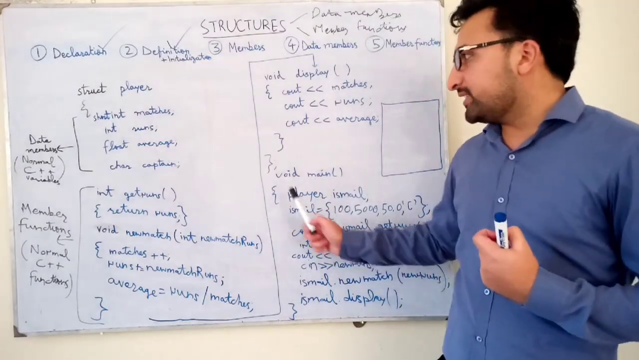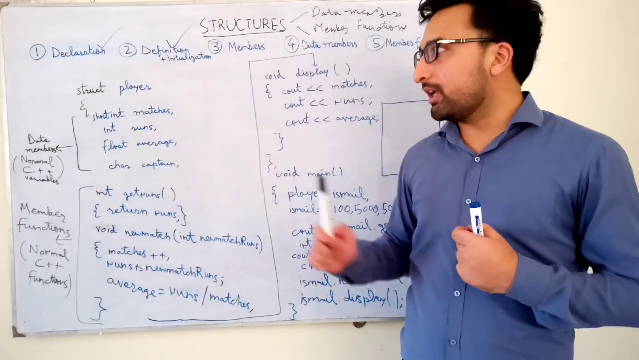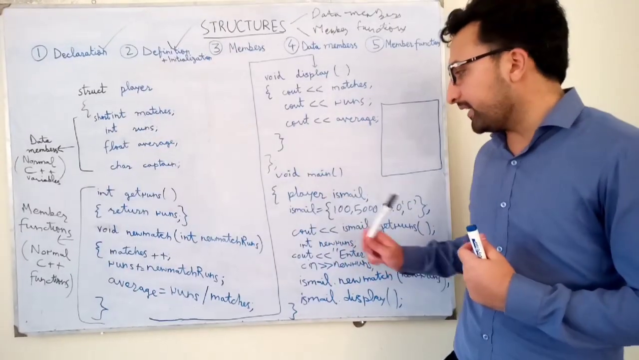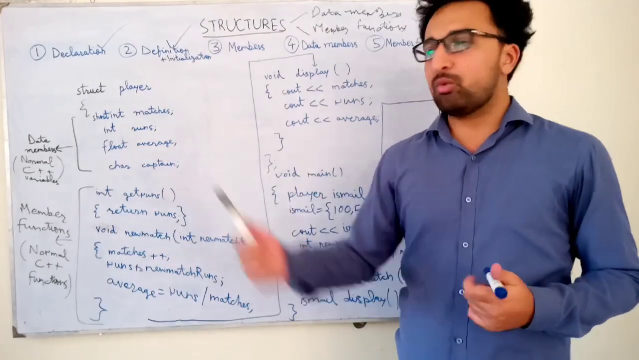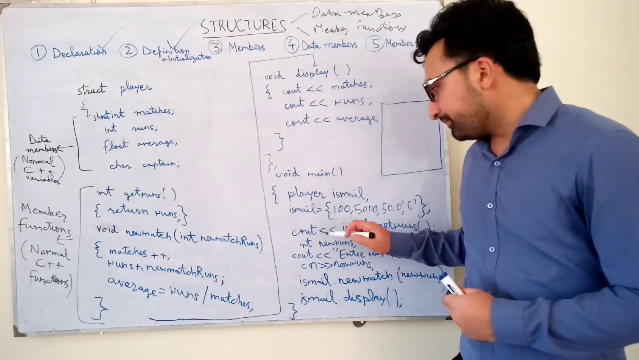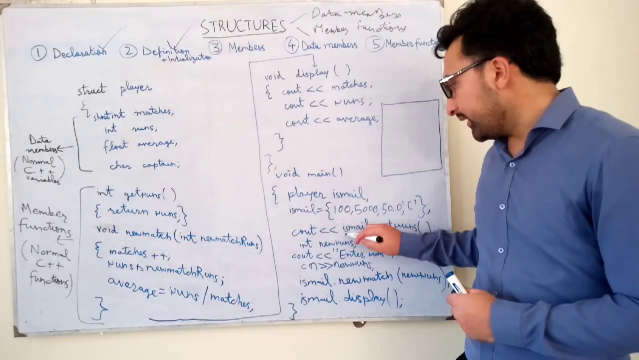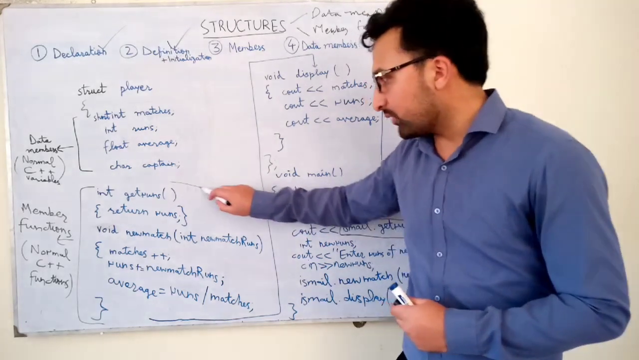Now we initialize the data members of that particular structure in this format, making sure that all the values go in the same sequence as the variables are defined here. After that, we called the get runs function. Get runs function is this one.